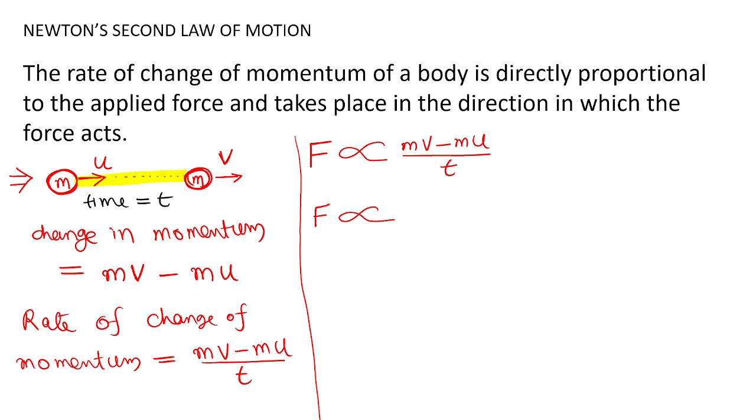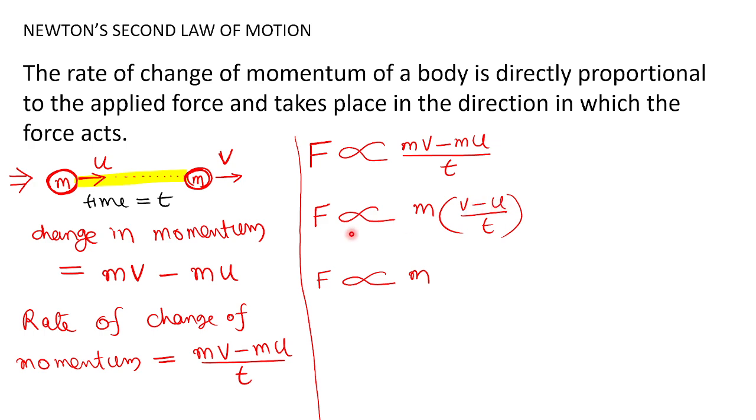Okay. So here let me do one thing. m is common in the numerator. The two terms contain m, so I can take m outside. m is common, hence m is taken outside. v minus u by t is remaining. Okay, one more step. F directly proportional to m into, what is this?